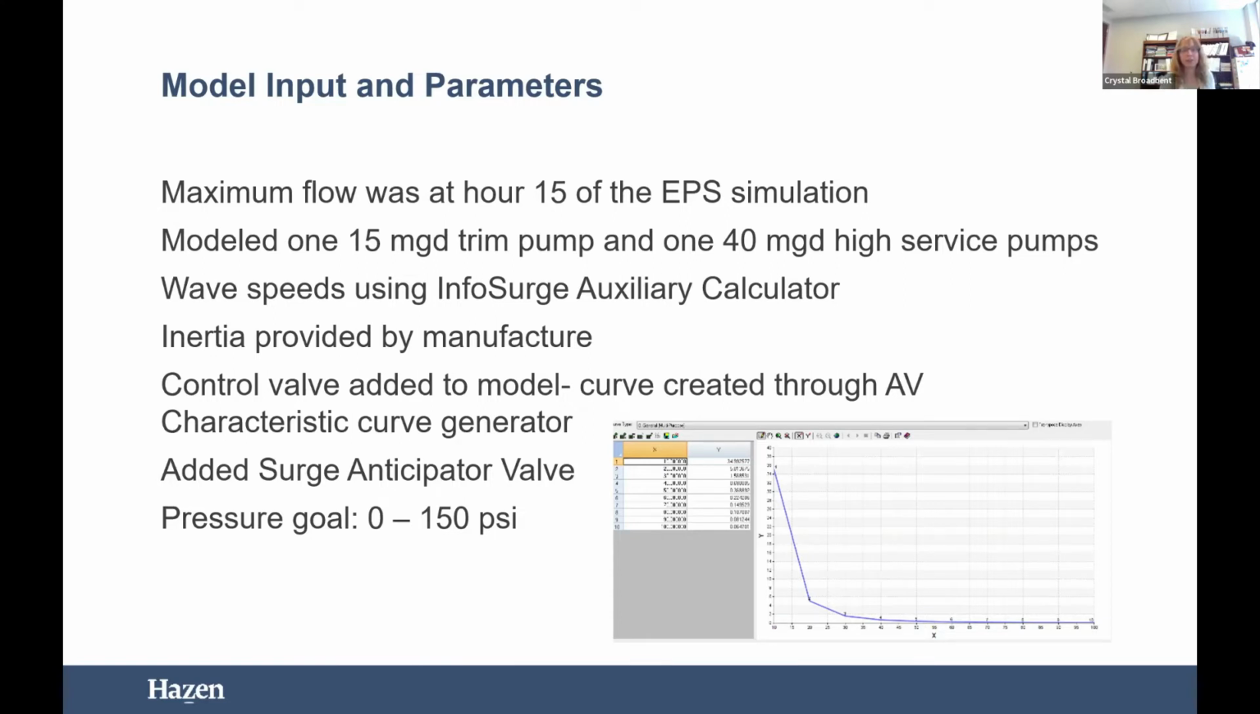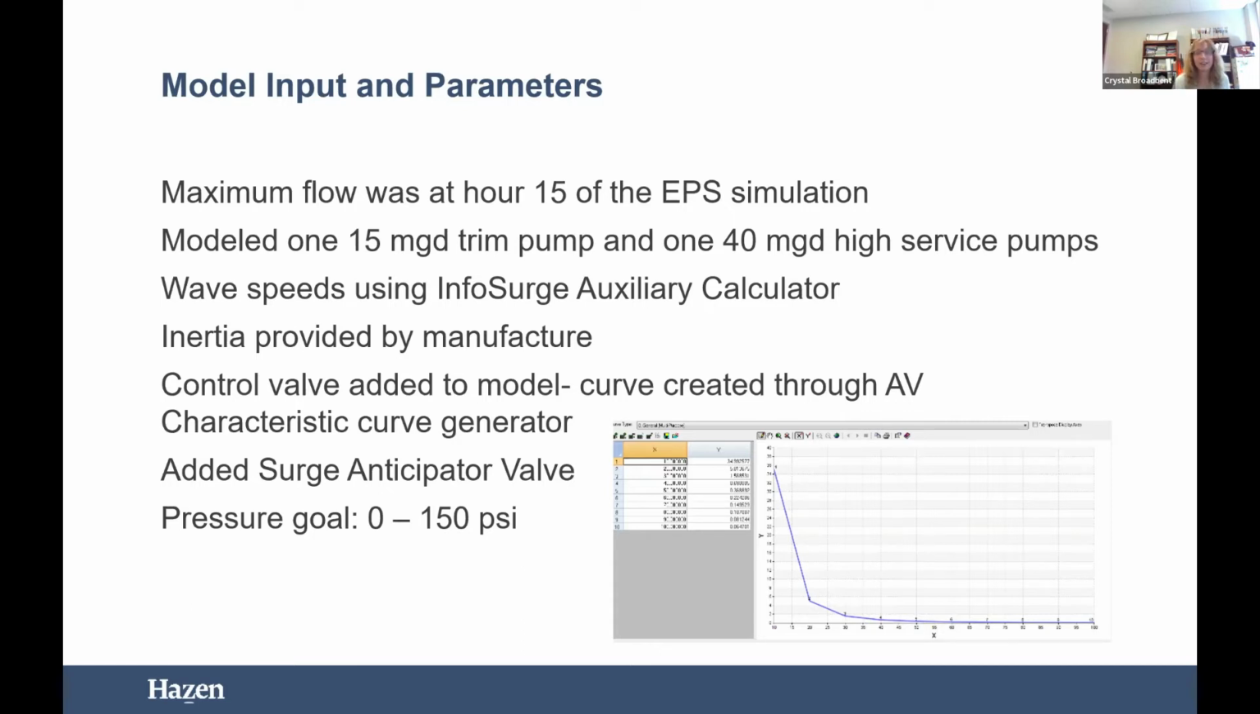In this particular case, we modeled one 15 million gallon trim pump and one 40 million gallon high service pump. And we did use the wave speeds. Sometimes, depending on our scope of work, we define wave speeds for every pipe material and size. In this case, we did that. Sometimes we don't have the scope, so we just put in a global wave speed and we're really conservative. We use the higher wave speed, like for ductile iron pipe. In this case, we also got the inertia from the manufacturer.